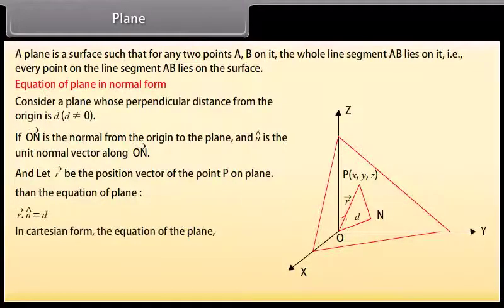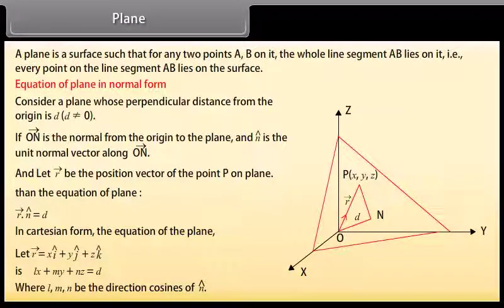In Cartesian form, let vector R equals x cap I plus y cap j plus z cap k. The equation of the plane is Lx plus My plus Nz equals d, where L, M, N are the direction cosines of cap N.